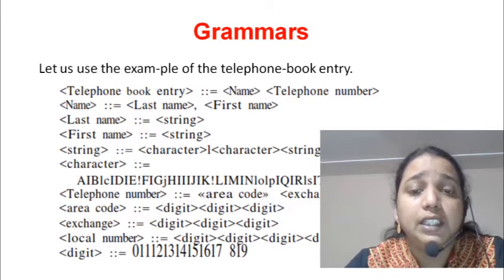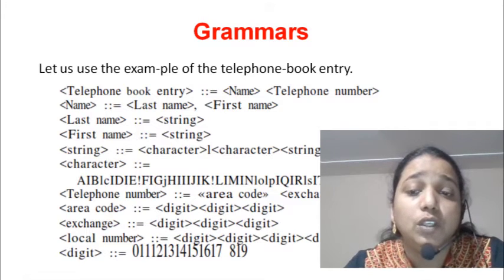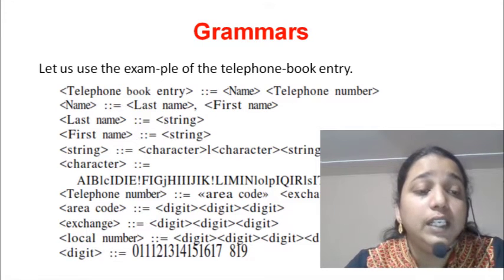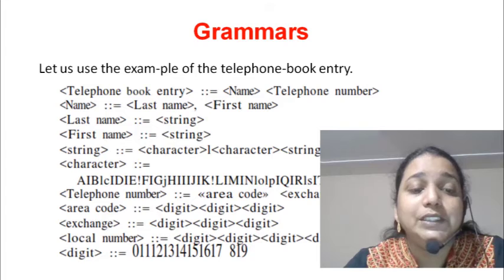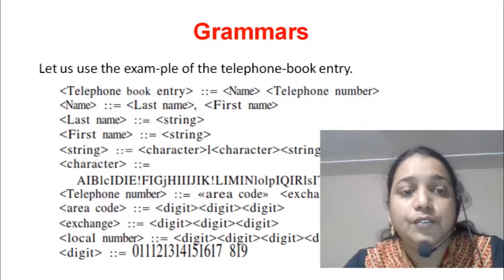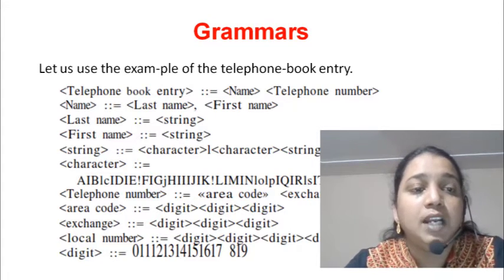String is nothing but characters, and how many characters it is, that is the specification. That character consists of words which can include both capital letters and small letters. That specification we can give. This is the grammar. The telephone directory consists of name and telephone number. The name will be specified with the first name and last name.